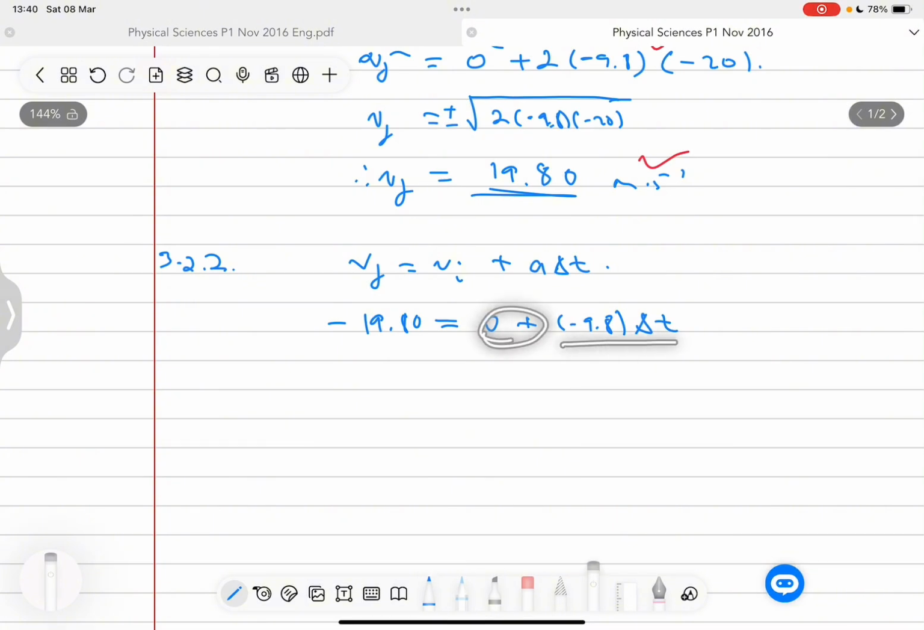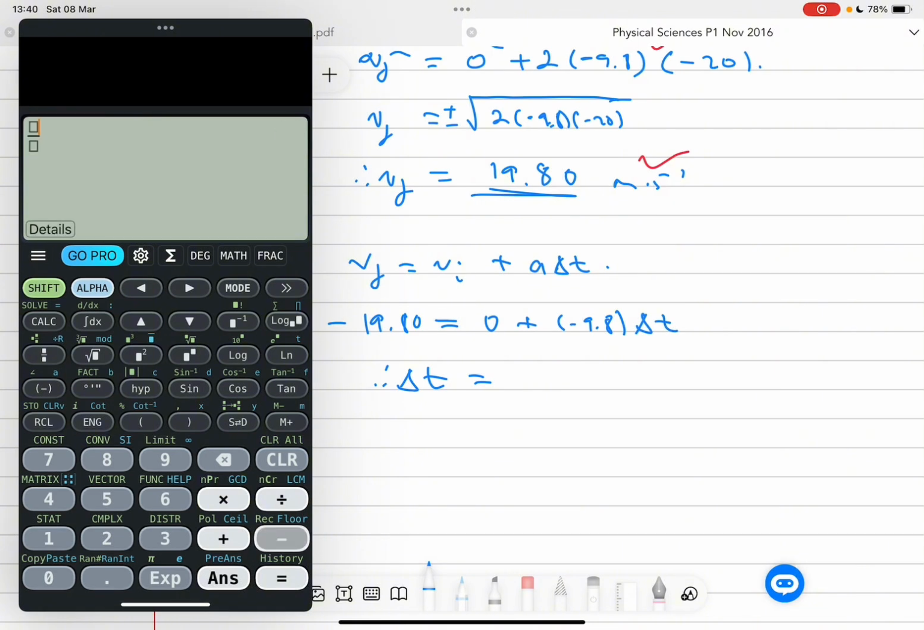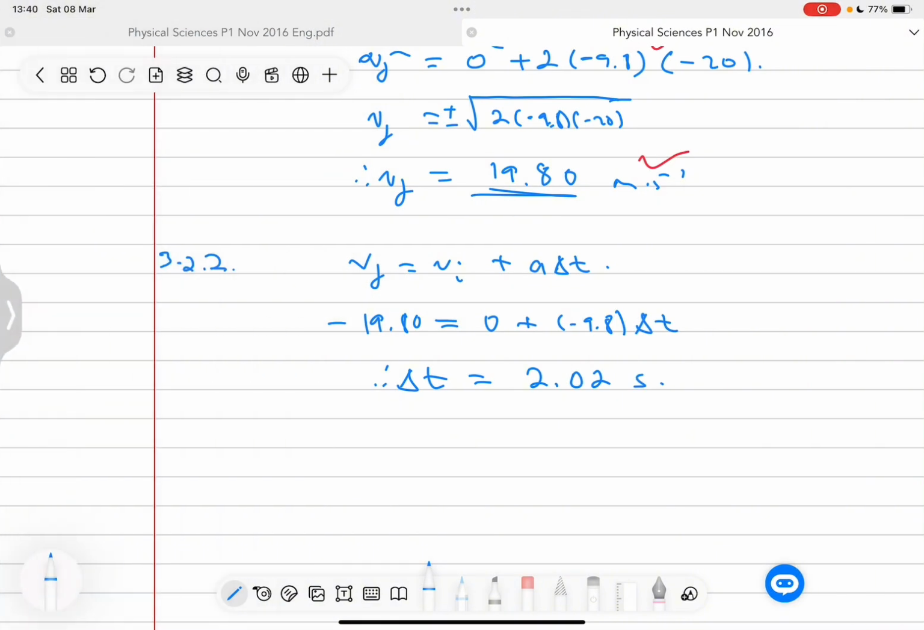Because this is 0 here, I'm just going to divide by negative 9.8 on both sides, so that this side cancels and I'm only left with the change in t. So I'm going to punch this on a calculator. The change in t is equal to negative 19.80 divided by negative 9.8, and that gives us a time of 2.02 seconds, about 2 seconds to get to the ground.